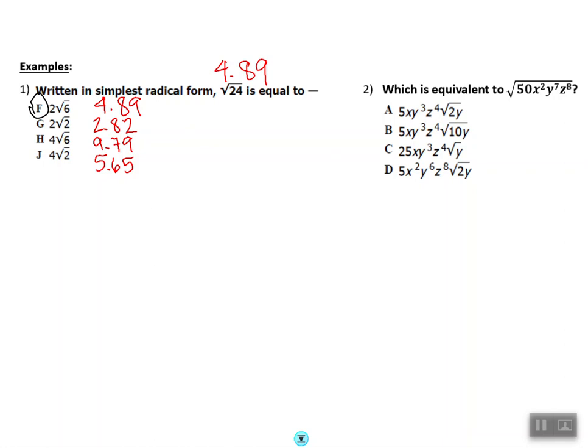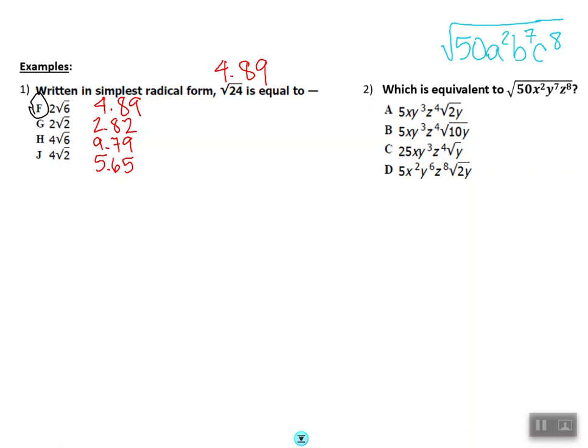Now, if you remember from the video for packet H, the calculator has some issues when it comes to the letters x and y. I can't say that x equals 3 and y equals 5 because Desmos doesn't like that. So I'm going to change my variables to a, b, and c. So I'm going to rewrite these. So I'm going to use 50 a squared b to the 7th c to the 8th.